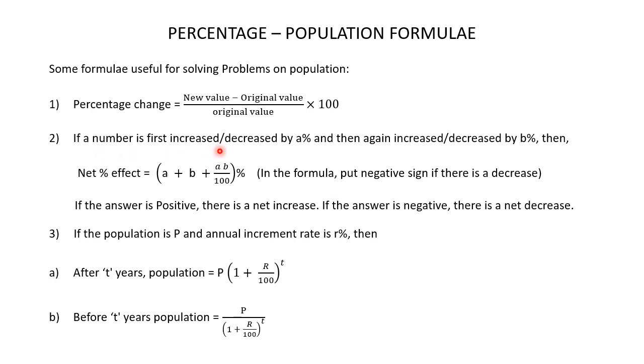If a number is first increased or decreased by A% and then again increased or decreased by B%, then the net percentage effect is equal to A plus B plus AB upon 100%. In the formula, put negative sign if there is a decrease. Now, if the answer is positive, then there is a net increase. If the answer is negative, then there is a net decrease.